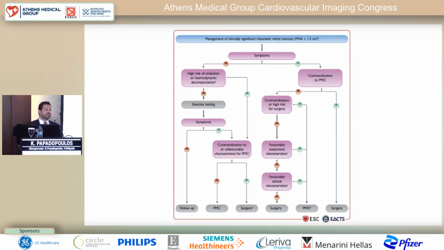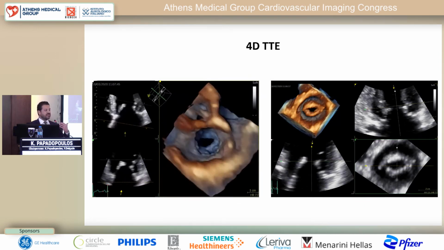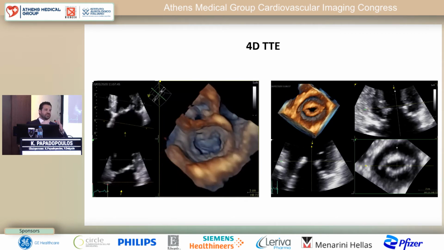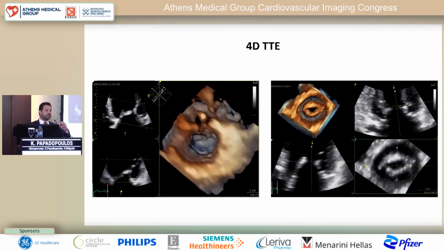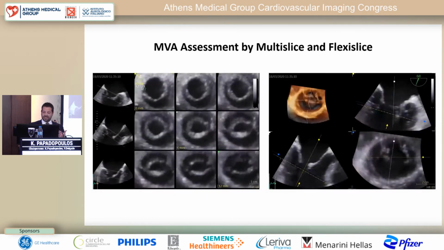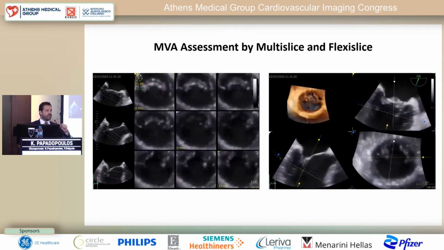We know that we should manage patients that have an MV area of below 1.5 centimeters squared and patients that are symptomatic. And what we need to do is go with the 3D echo, the flexi-slice or the multi-slice method, and go directly at the tips of the leaflets. It's something that we cannot clearly see in short axis 2D views because we don't know if we are at the tips. We can take transthoracic or transesophageal images, and what we need to do is to trace the minimum area of the opening of the mitral valve.